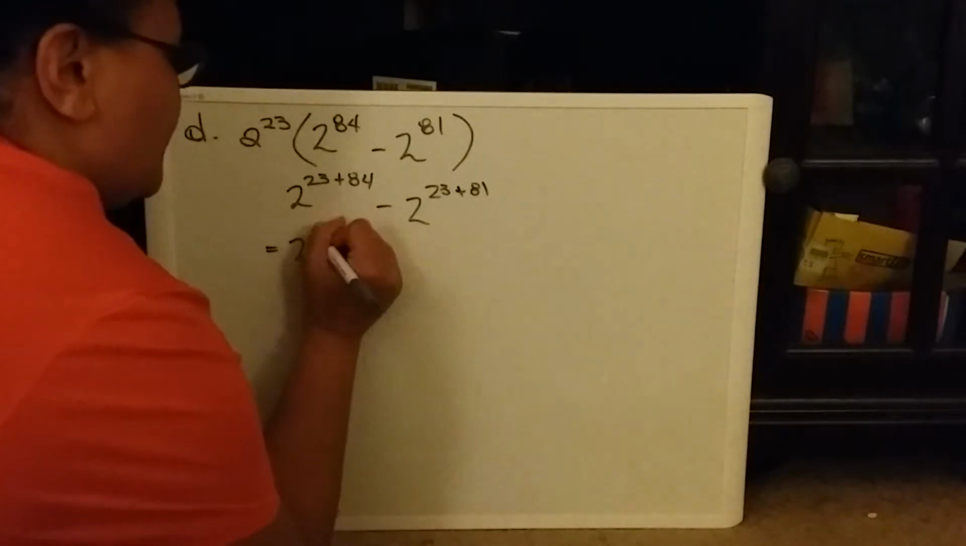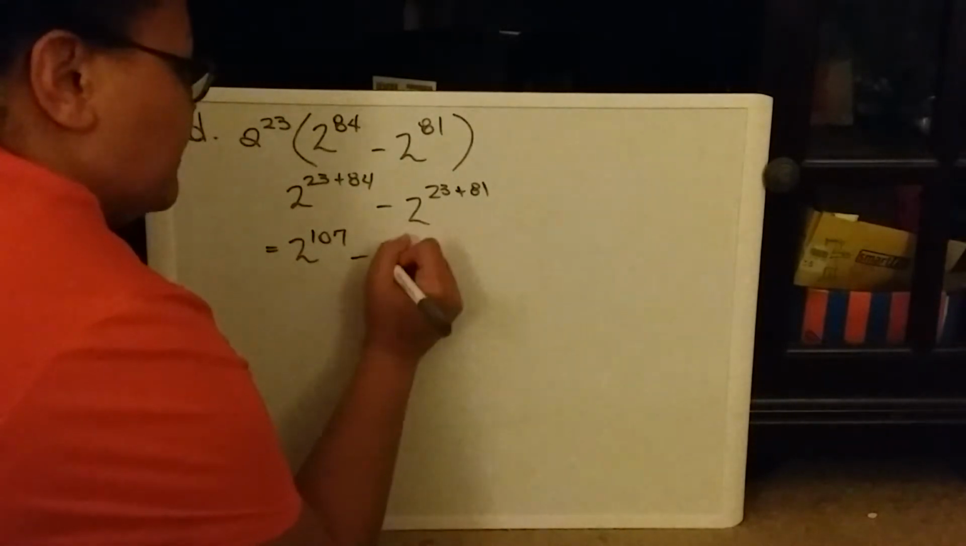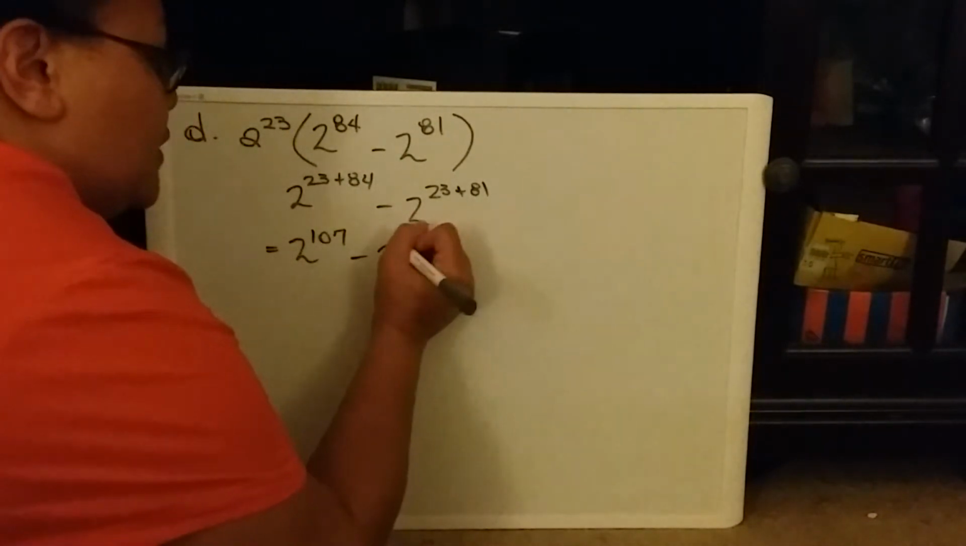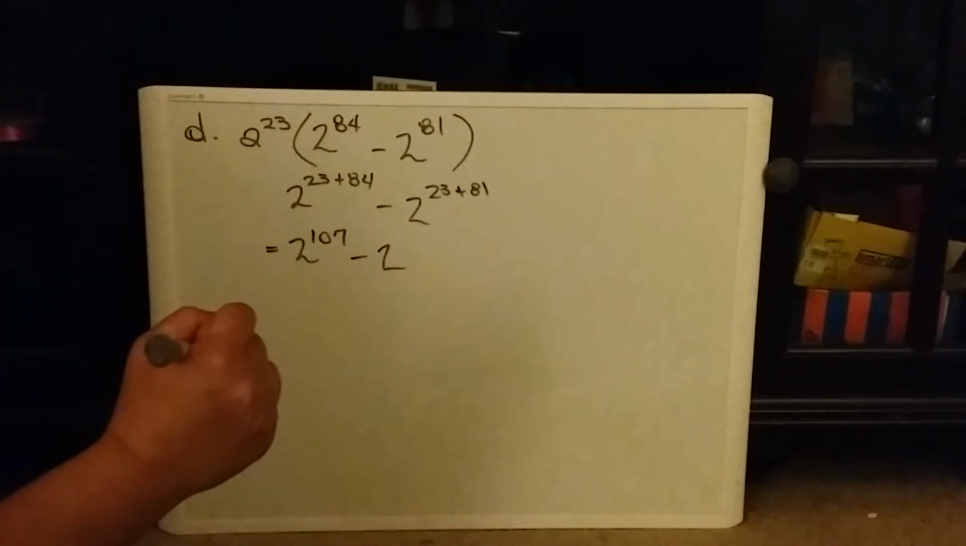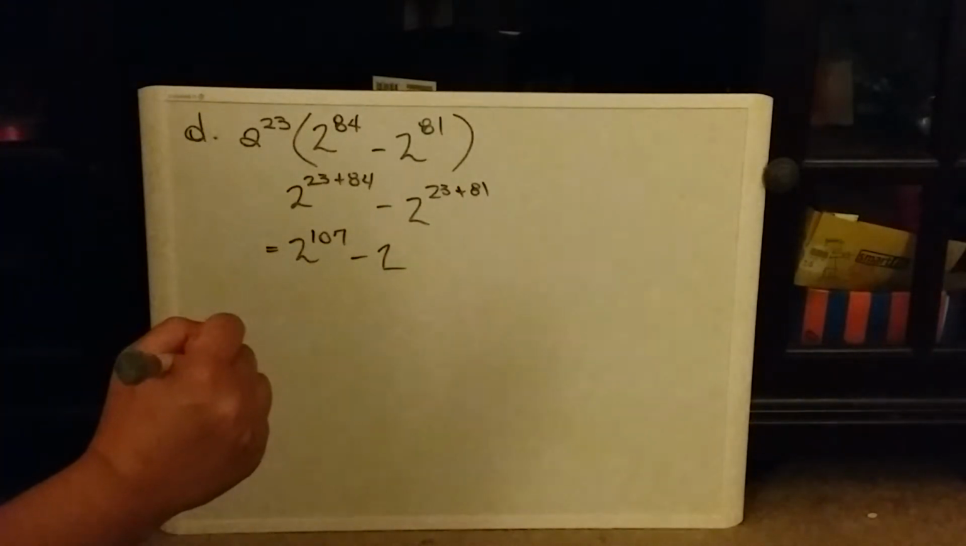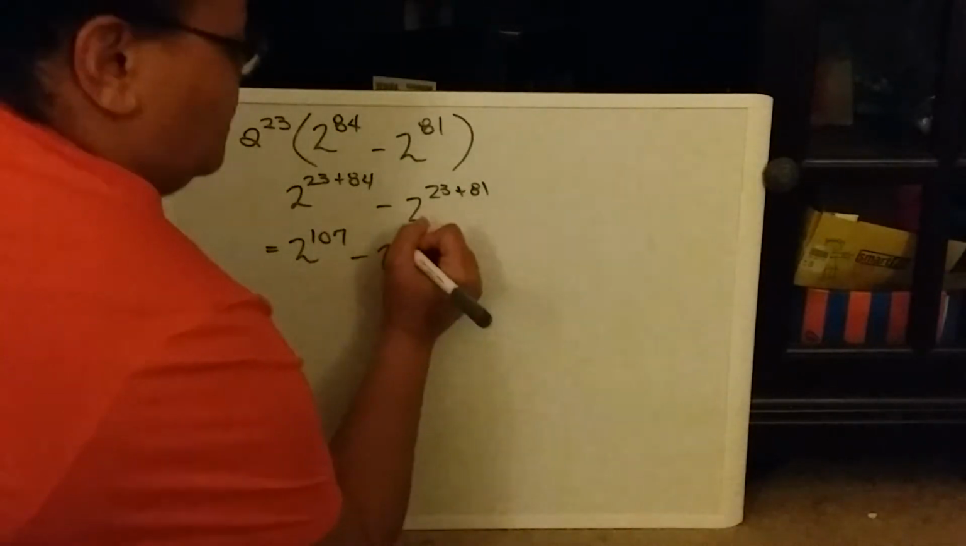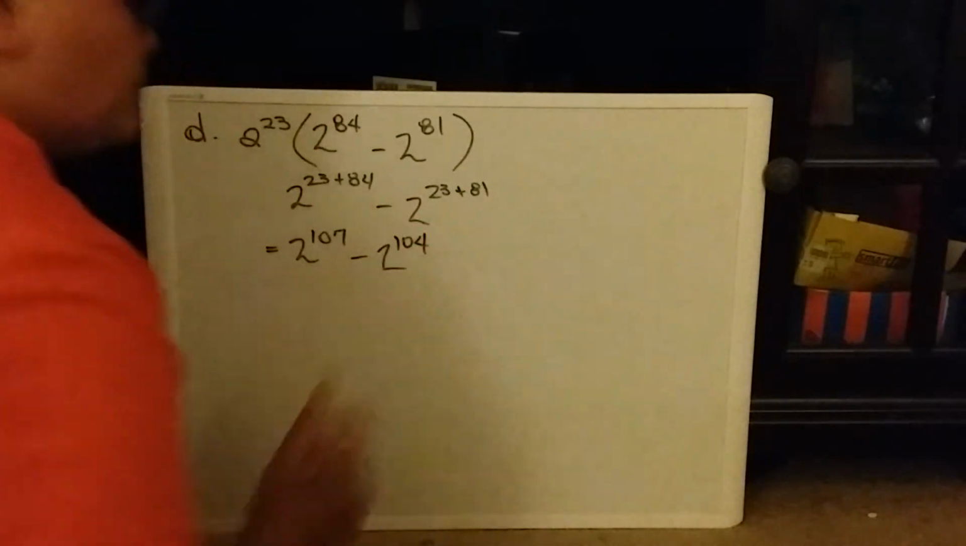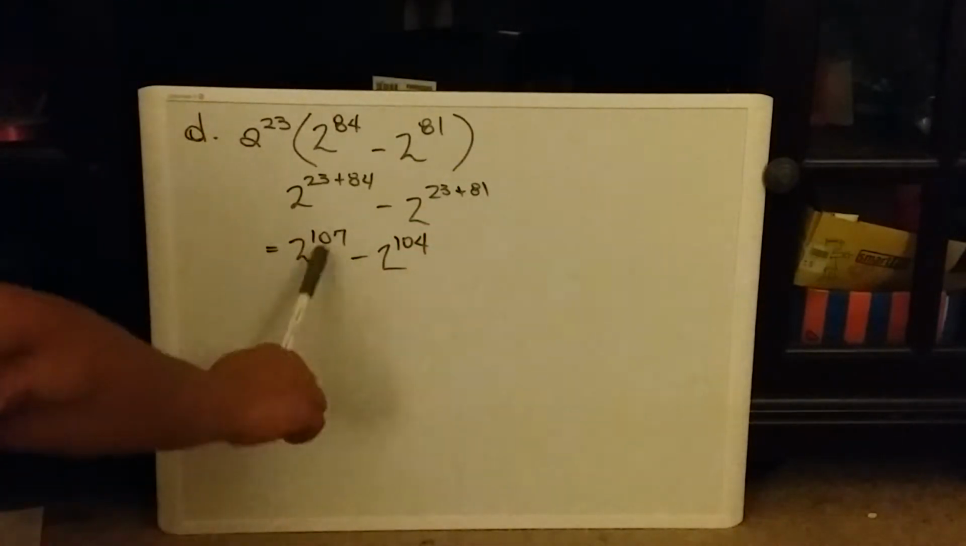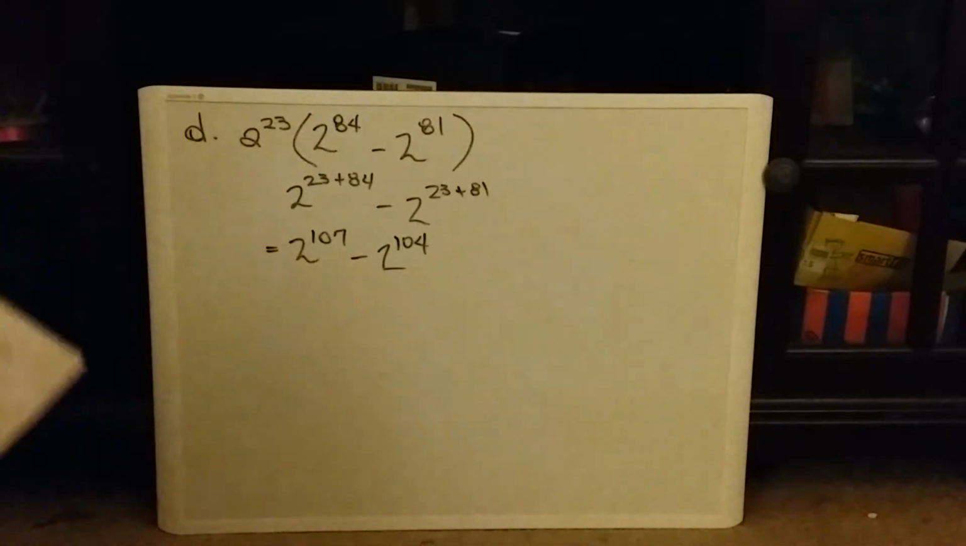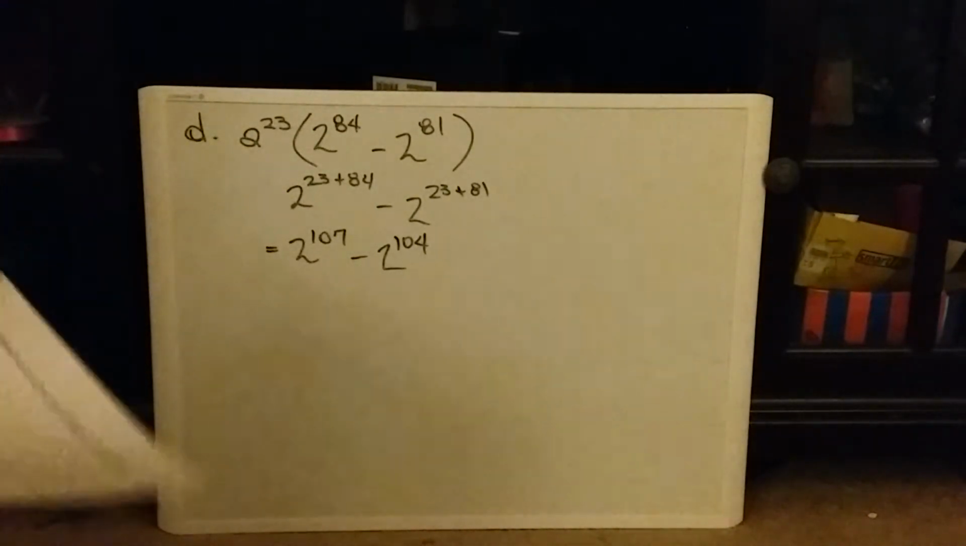All the way together. So 107, because I cheated earlier, minus 2 to the 104. And that's it. That's all you can do with it. There are still different exponents. You can't do a darn thing with that, but leave it like it is. All right, so that's D.